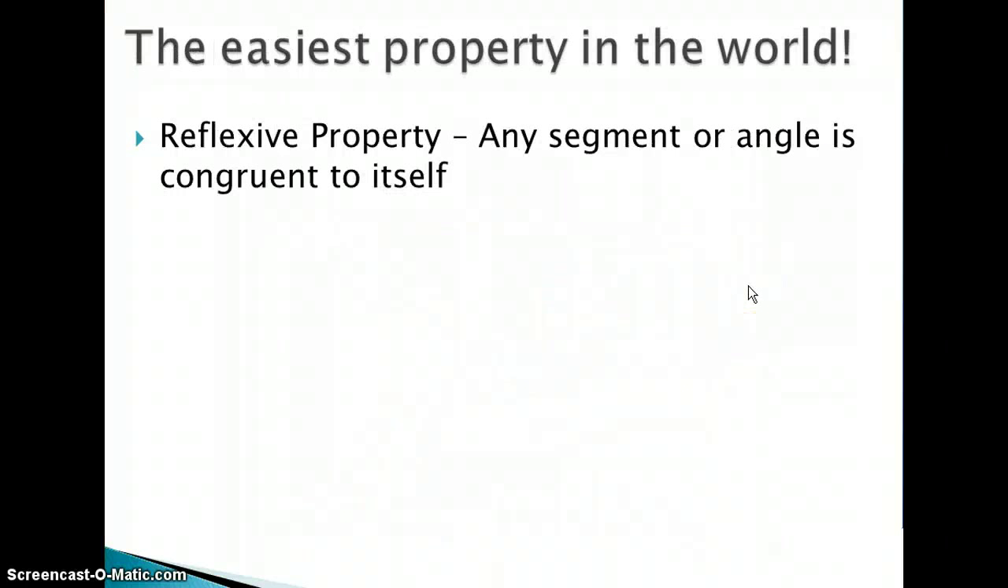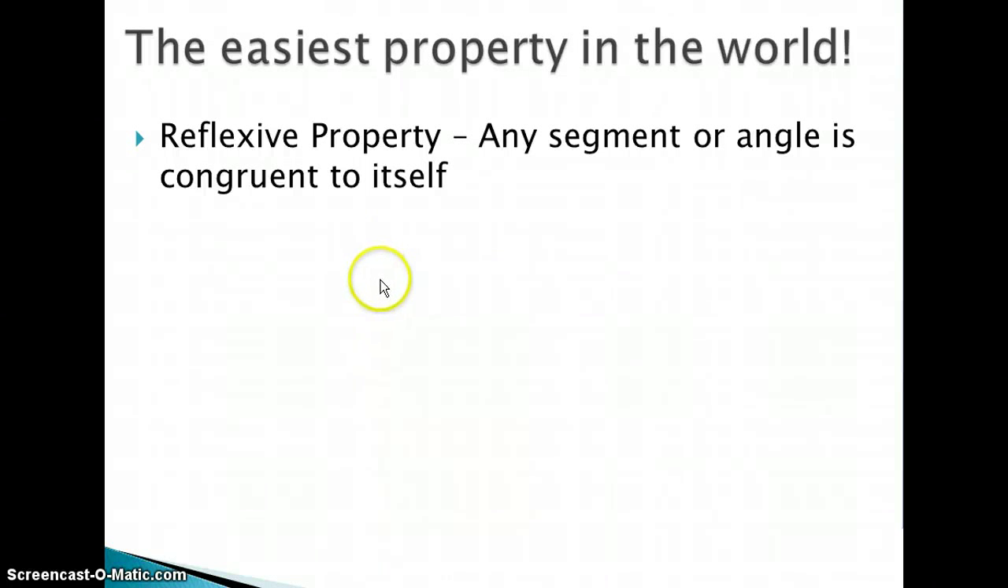We've also got a property, and this is really the easiest property in the world and the most logical thing in the world, but it seems really pointless sometimes. The property is called the reflexive property. And what it says is that any segment or angle is congruent to itself. Duh. Of course it's congruent to itself. What else could it possibly be congruent to? And it seems like a silly thing to say in a proof, and why would you ever need it?